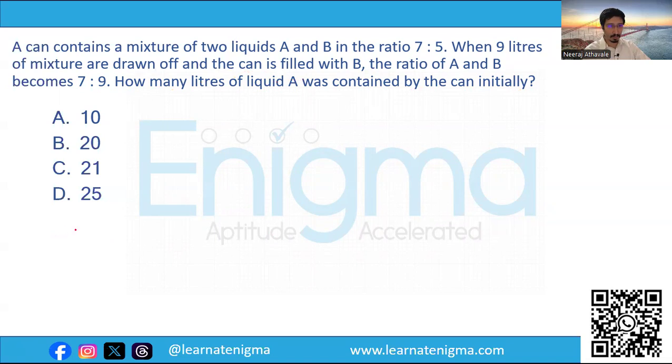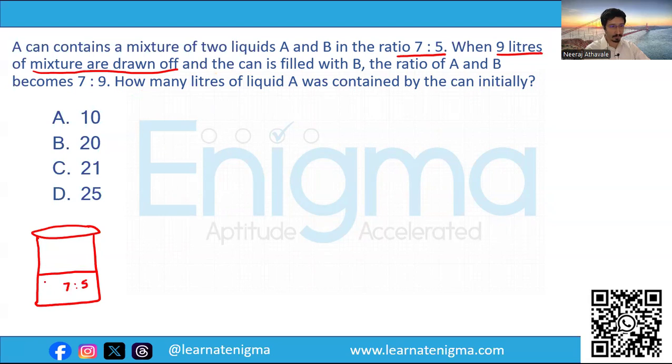Okay. Now see here, first understand the concept. So this was the can. It contained liquids A and B in the ratio 7:5. Now 9 liters of the mixture is drawn off. Now whatever is remaining, it still has the ratio 7:5. A to B ratio is 7:5.